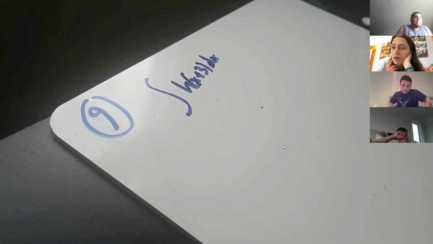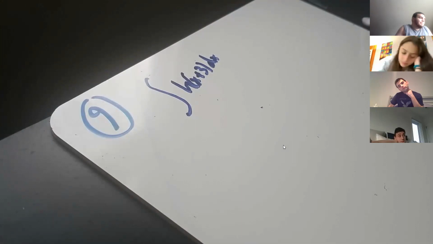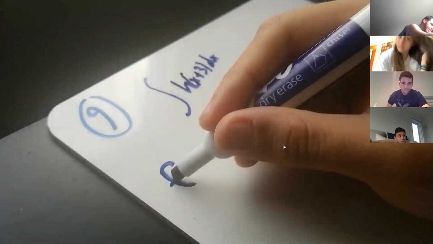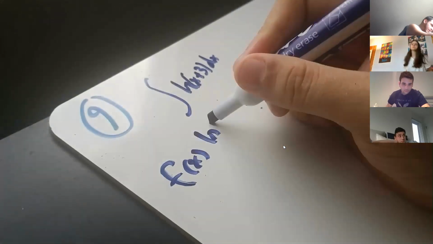The ln. Oh, never mind. I was gonna say the ln has to be the f of x, right? But it's in the parentheses. ln is not. I thought it has to be. Yeah. So let's do that. The f of x is ln x plus 3.